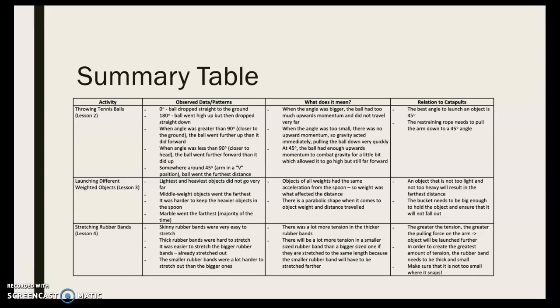They will realize that 0 degrees, which is up by their head, will drop straight to the ground. 180 degrees, which is all the way down by their side, going all the way up by their head, results in the ball going really high up, but then dropping straight down, not really getting any horizontal distance. When the angle is greater than 90 degrees, closer to the ground, the ball will go farther up in the air than it does forward, and when it is less than 90 degrees, closer to the head, the ball will go further forward than it does up, and somewhere around 45 degrees is where the ball should travel the farthest distance.